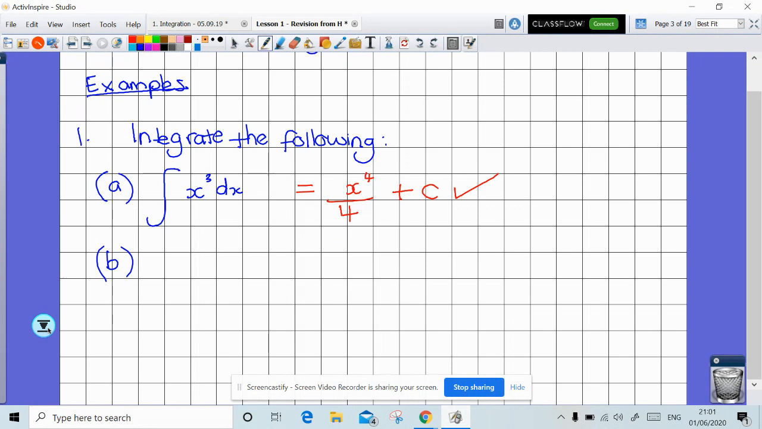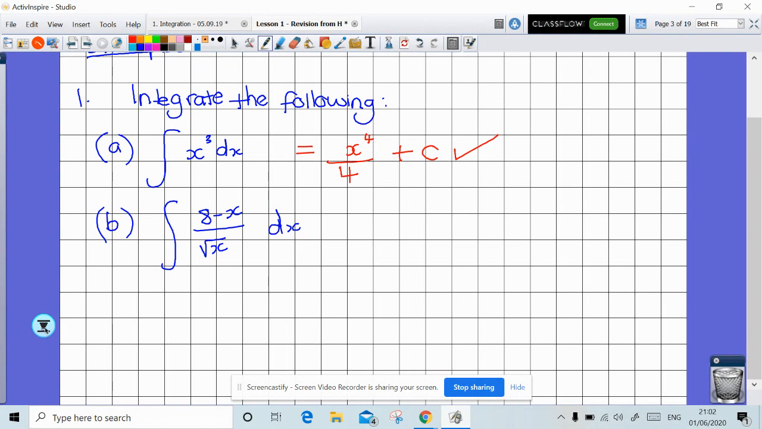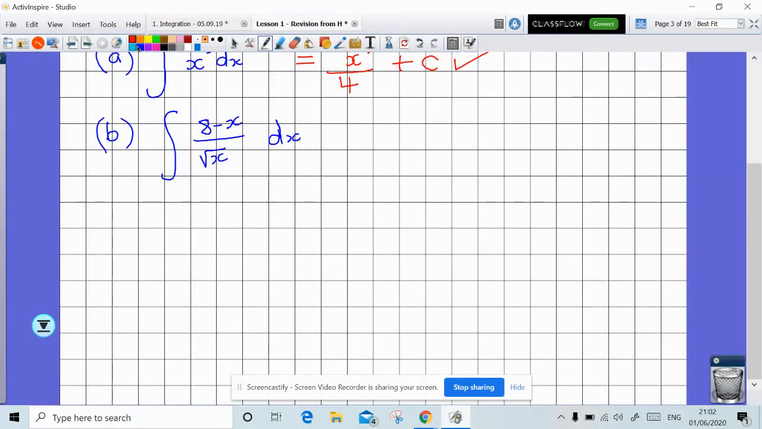On to part B. This one's a bit more difficult. It's the integral of (8 minus x) over the square root of x, dx. Your first thought might be the quotient rule. Now remember, the product rule and the quotient rule are only for differentiating. Forget it when it comes to integrating, because there's no quotient rule for integration. So we cannot use that at all.